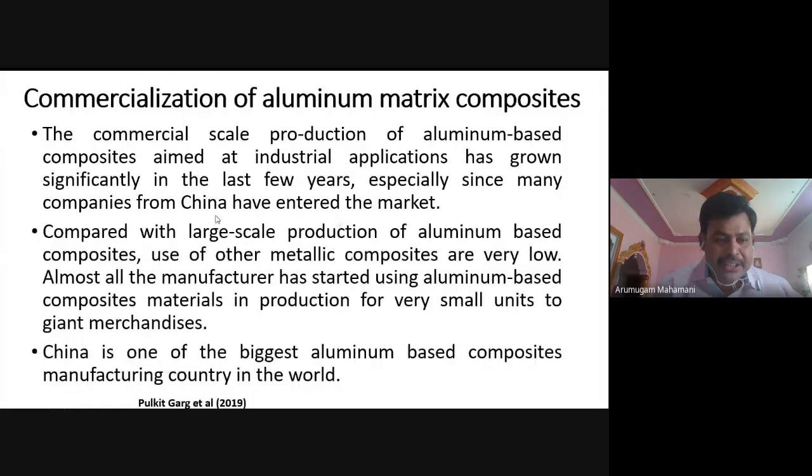Many companies from China have entered the market, right? Previously, people refused to use it. The China market came forward and they are making a lot of aluminum-based composite. Compared with the large-scale production of aluminum-based composite, the use of metallic composite is very low. Almost all manufacturers have started using aluminum-based composite material in production, for very small units. Finally, I want to inform you that China is one of the biggest aluminum-based composite manufacturing countries in the world. This is the statistics he conveyed.